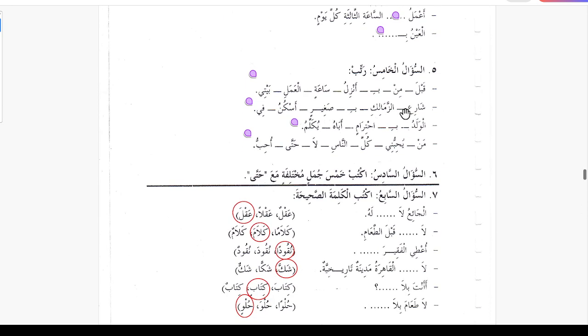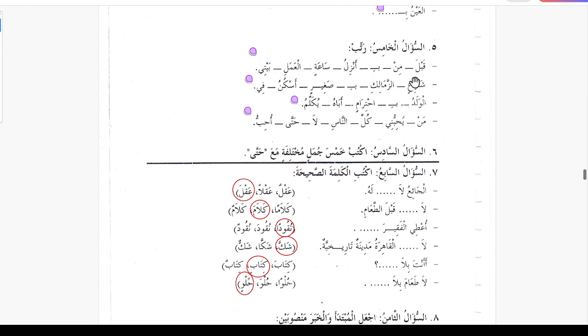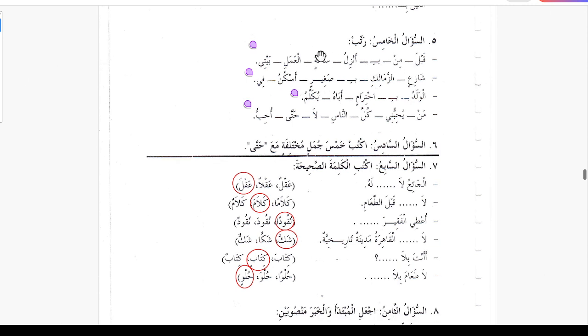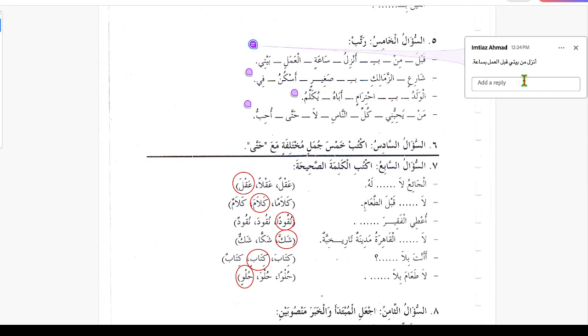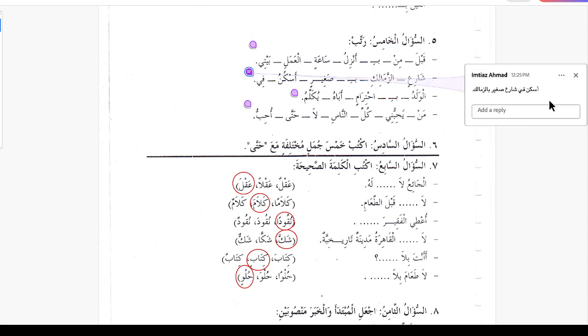Question number 5, as-sawalul khamisu rattib, put in order. So we have given words not in proper order, so we have to put them in order. The first one is Anzilu min baiti qabla al-amali bisa'atin, I leave my house an hour before work. This one is Askunu fi shari'i sagirin bizamalik, I live in a small street in Zamalik neighborhood.